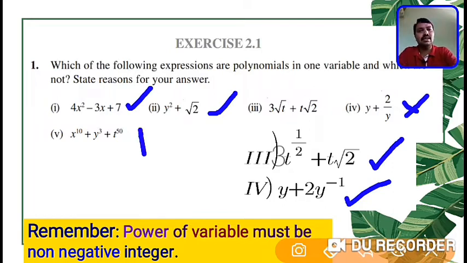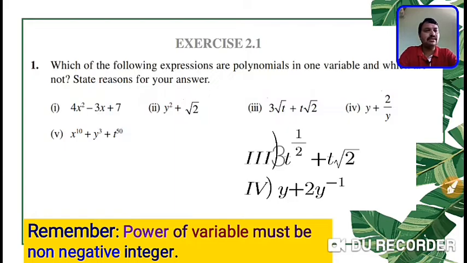And you can see in the last, we are talking about polynomial in one variable, but in this part we have 3 variables, so it is not a polynomial in one variable. Is it clear? Let us discuss the next question.